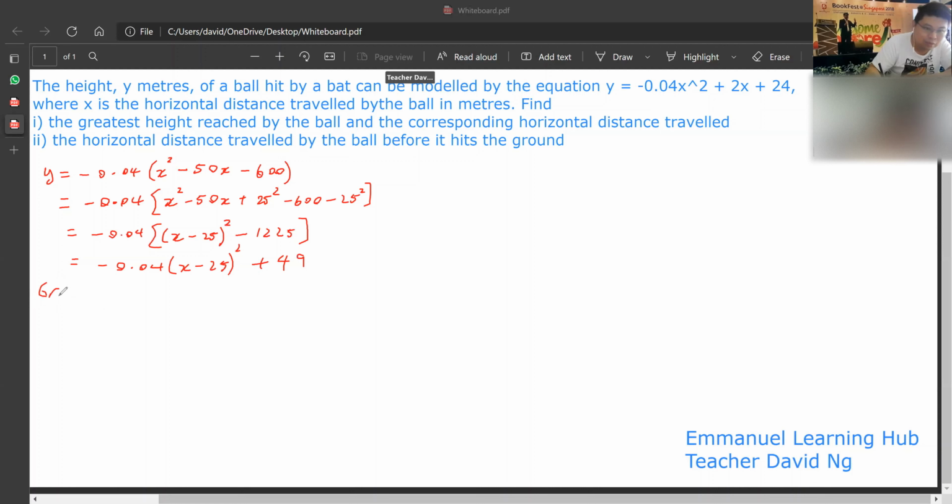Yes. Your greatest height would be 49. Horizontal distance would be 25. Okay, this one no problem. Okay, part 2, right?